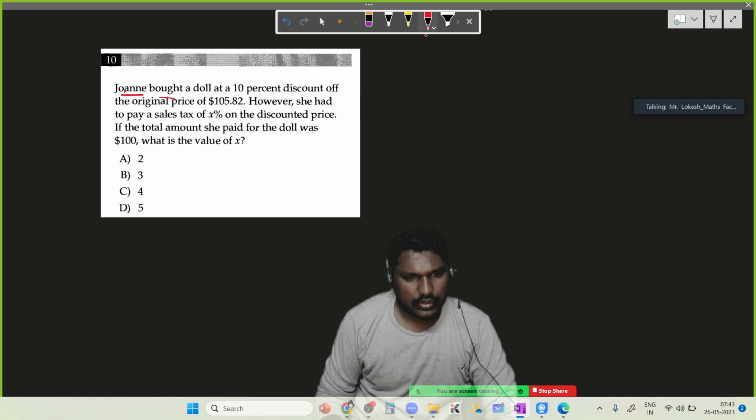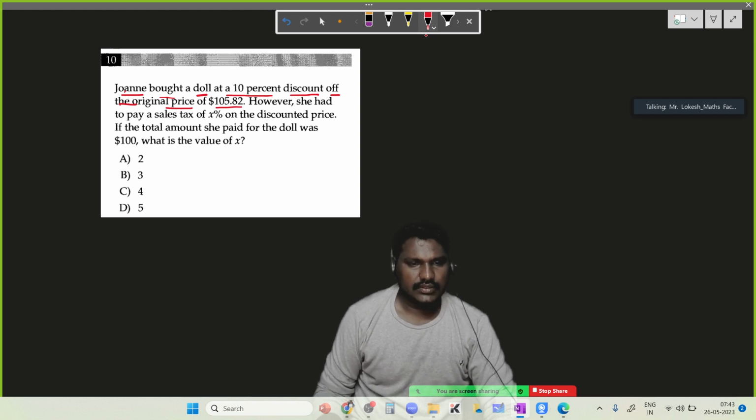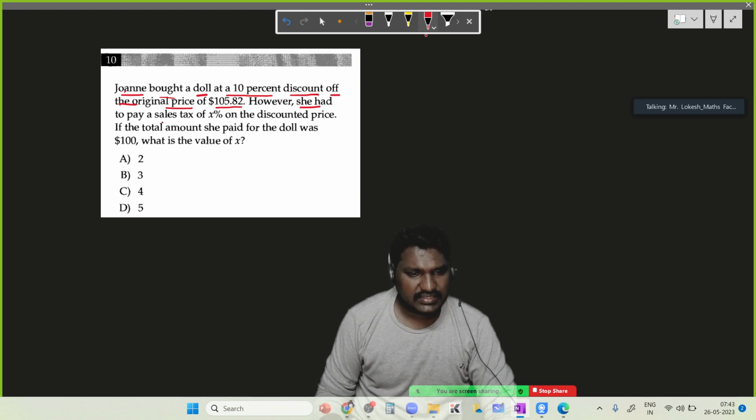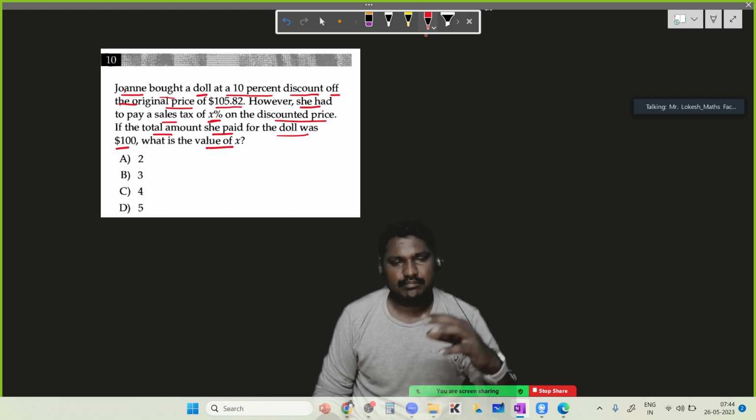John bought a doll at a 10% discount of the original price of $105.82. So the original price was $105.82 and John managed to buy at a 10% discount, so he will be paying 90% of the amount. However, she had to pay a sales tax of X% on the discounted price. If the total amount she paid for the doll was $100, what is the value of X? So we need to find the percentage of tax here.